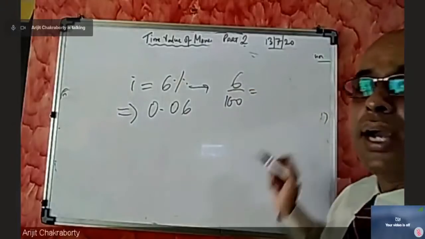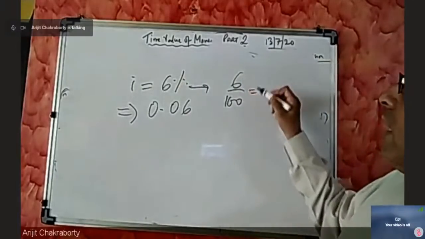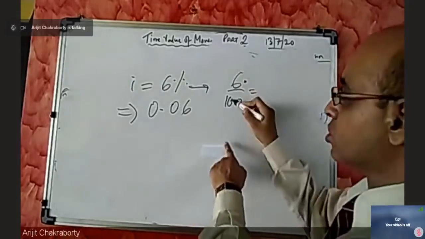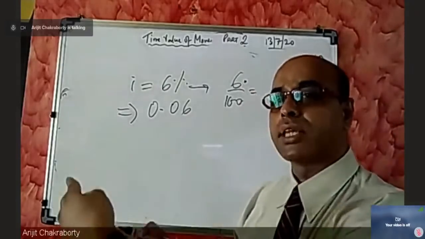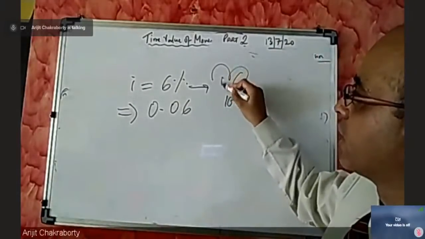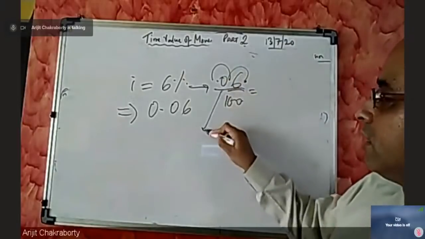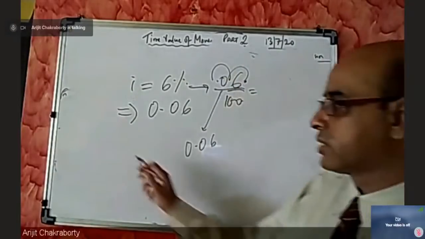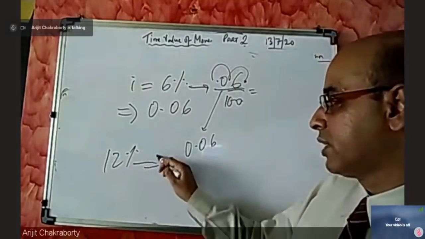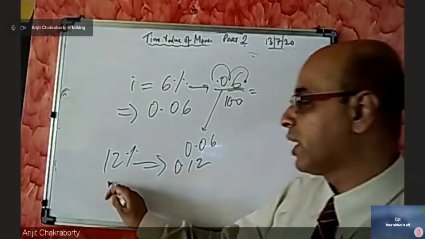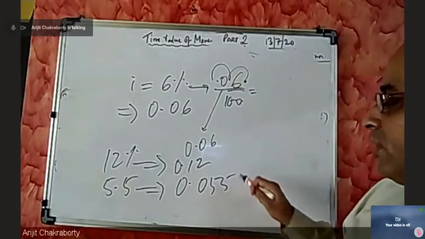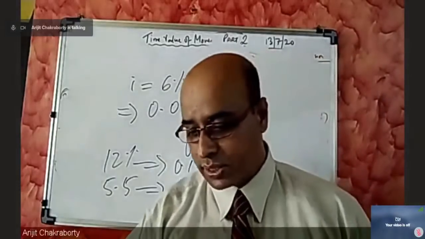And if you just divide 6 by 100, the decimal point goes 2 places to the left. So 1 place and 1 place. So it is 0.06. Similarly, if I write 12%, 12% is 0.12. If I write 5.5%, it is 0.055. Okay, so I hope it is clear.